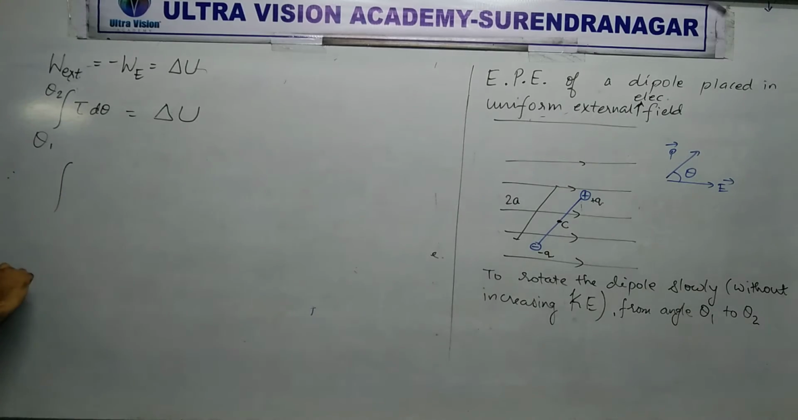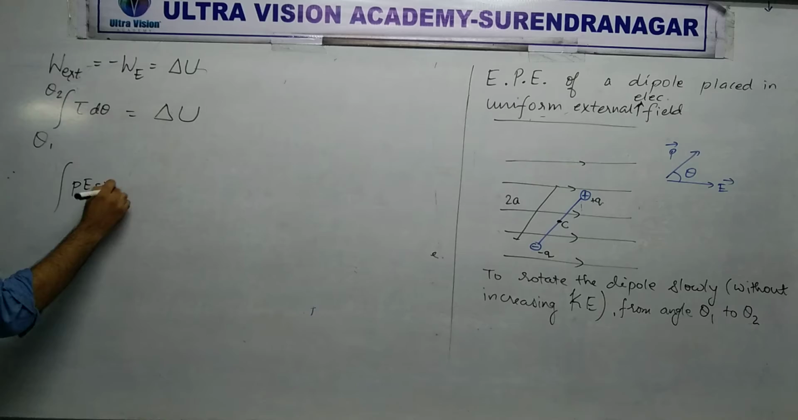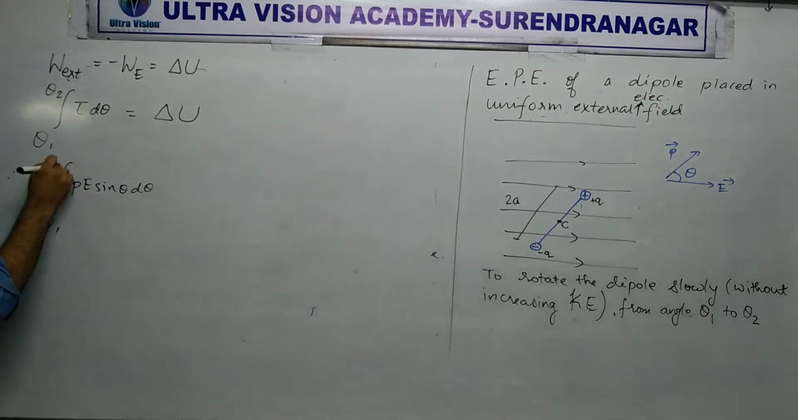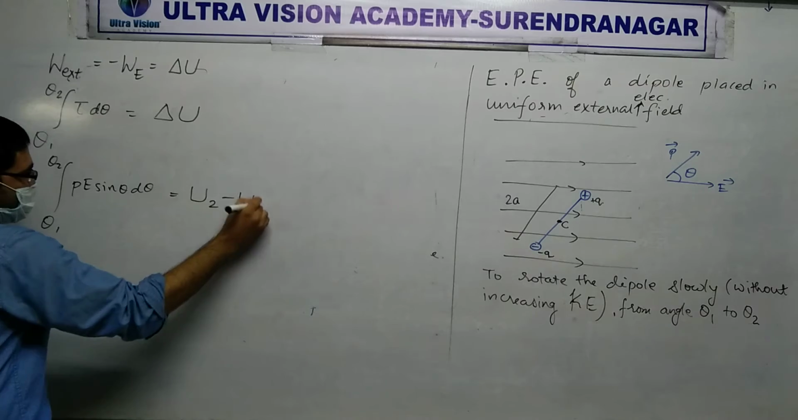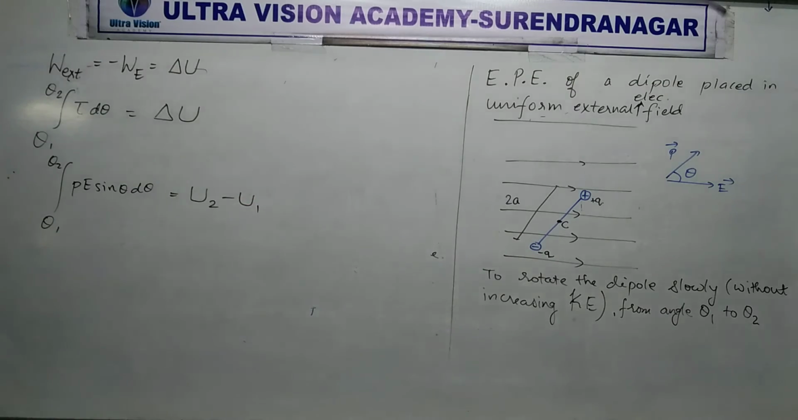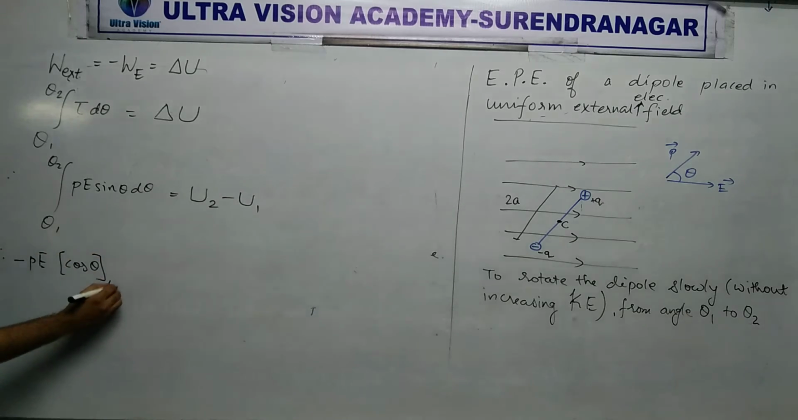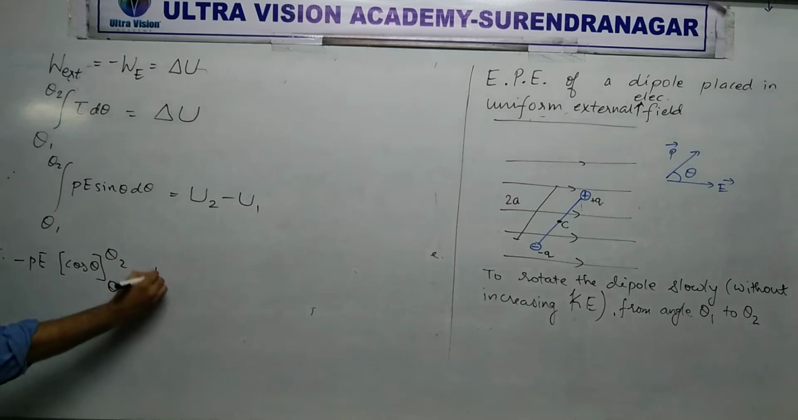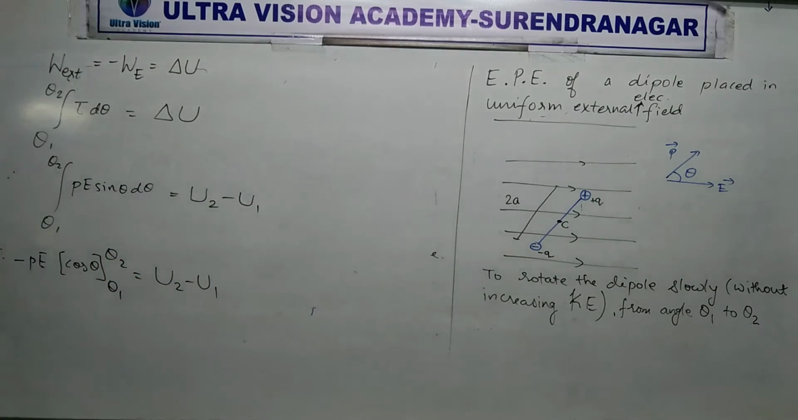Now, the formula: integral of PE sin theta d theta, from theta 1 to theta 2, is equal to U2 minus U1. Final minus initial. P and E are constant, so they come outside. Integration of sin theta is minus cos theta. Then with square bracket limits theta 1 to theta 2, it is equal to U2 minus U1. Everything makes sense so far?